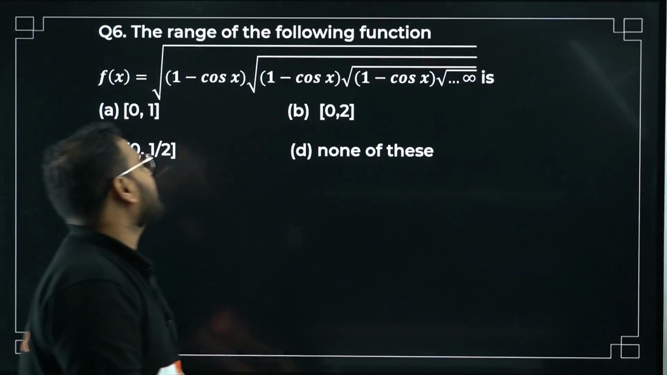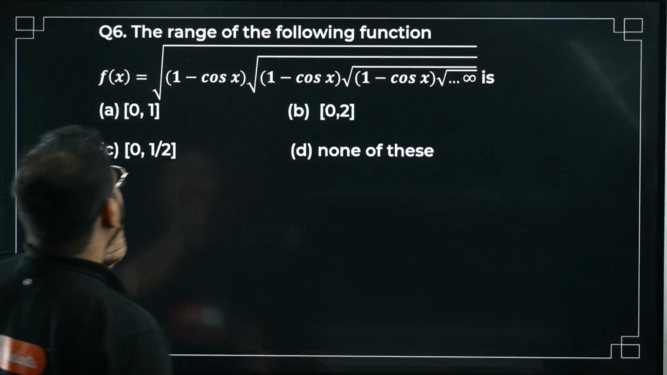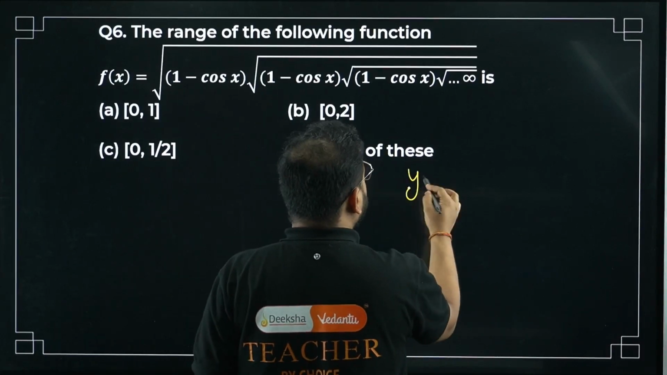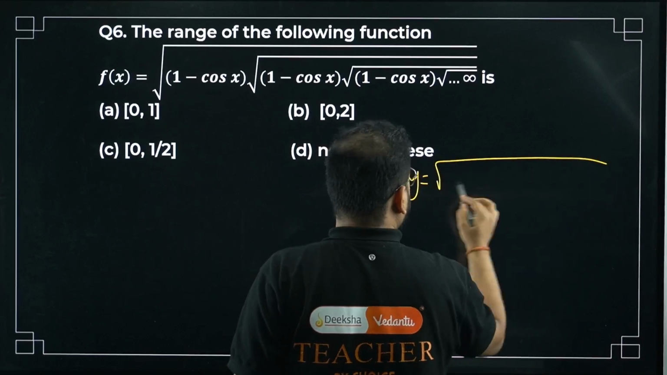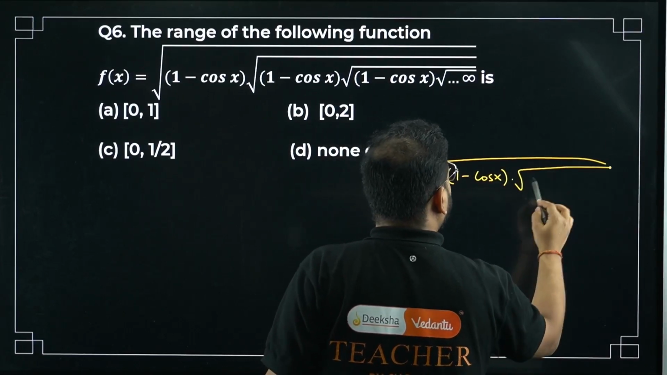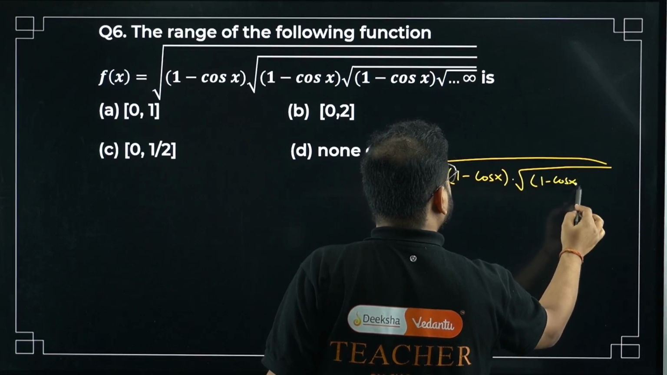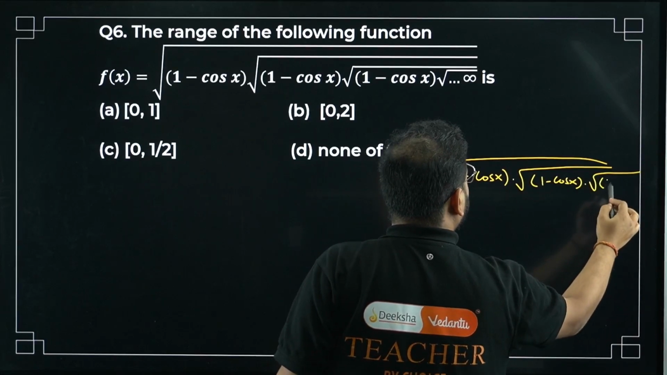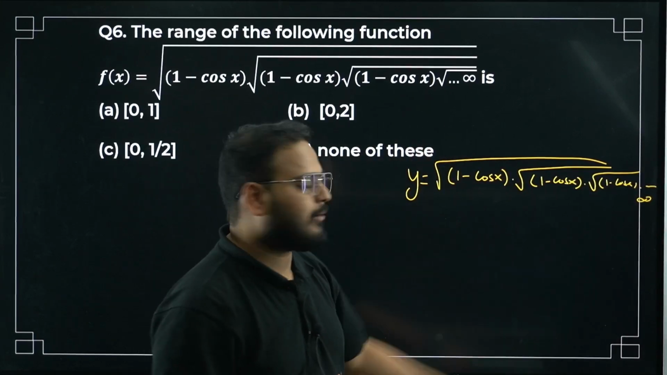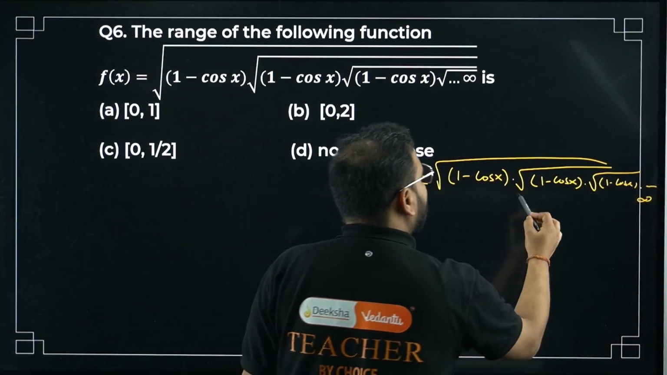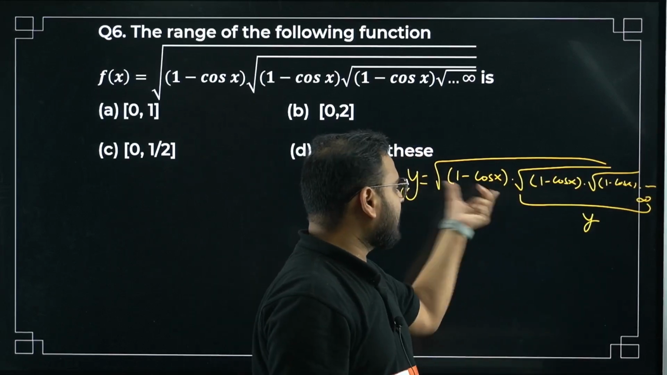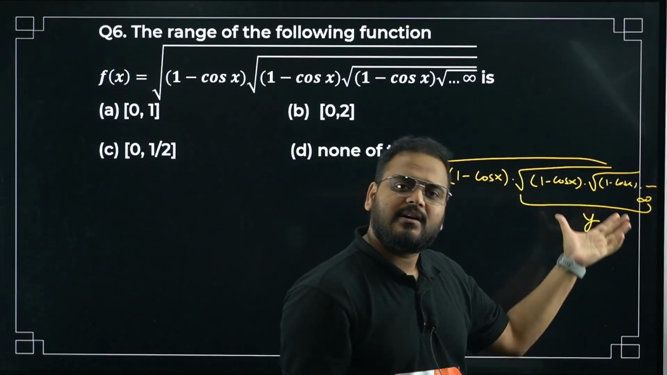Question number 6 now. The range of the following function. Okay, this is very simple. Very simple, right? If I write this like this, y equals root of 1 minus cos x times root of 1 minus cos x times root of 1 minus cos x till infinity, till an infinite number of times. What will happen? I can actually write this whole term as y only, no? From infinity, if I take one term outside, what will happen to the remaining term? It will remain as it is, right?